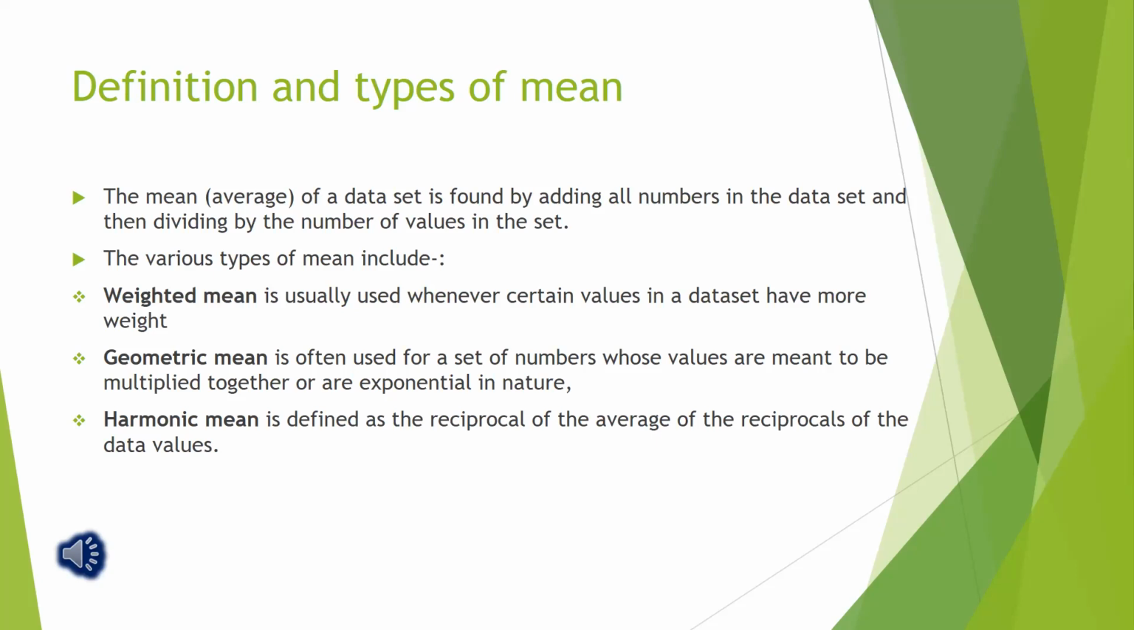So we have the various types of mean. There are three, and they include the weighted mean, the geometric mean, and the harmonic mean. The weighted mean is usually used when certain values in the data set have more weight. The geometric mean is often used for a set of numbers whose values are meant to be multiplied together or are exponential in nature. The harmonic mean is usually defined using the reciprocals. So it is the average of the reciprocals of the data values.